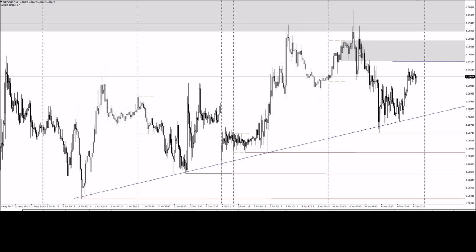Like I said, it's invalidated if it goes above there. But we'll see what happens. We've got a little bit of a breaker here as well, so there's a lot of confluence there. I'll be looking to sell it here with a stop loss there, about 10 to 12 tick stop loss.